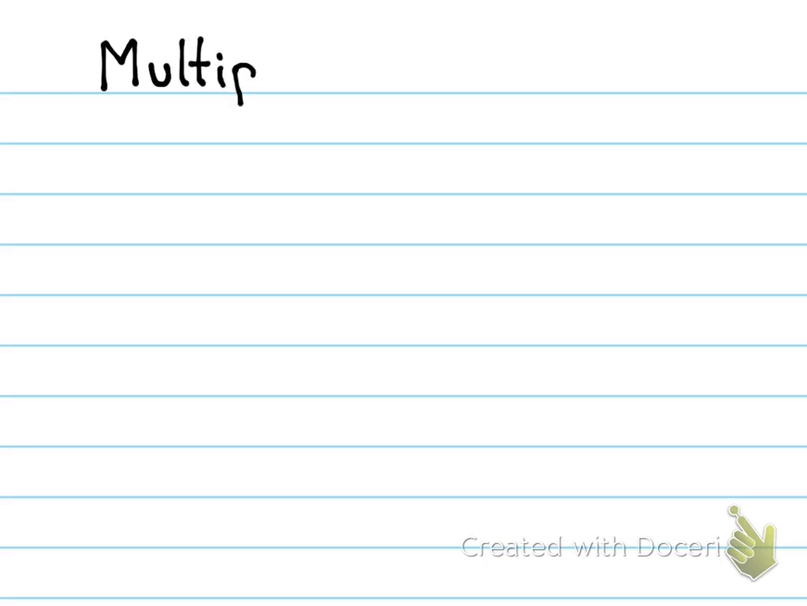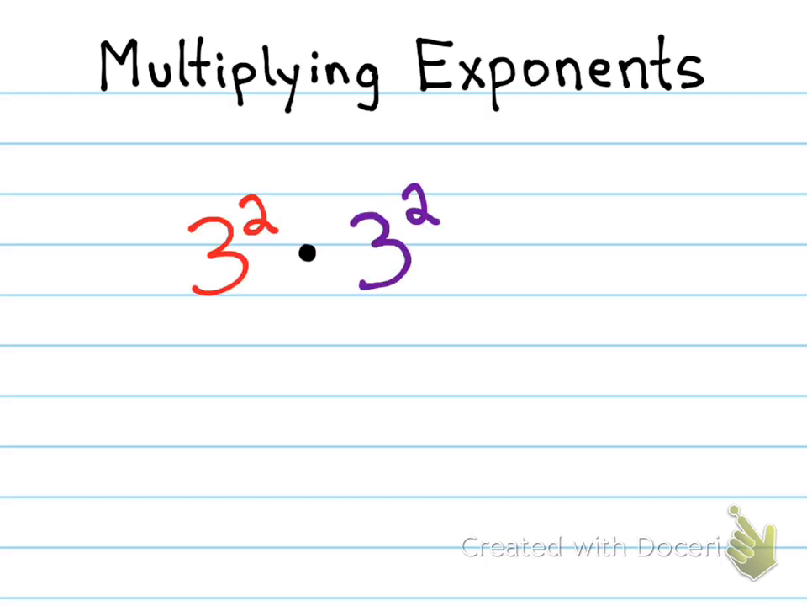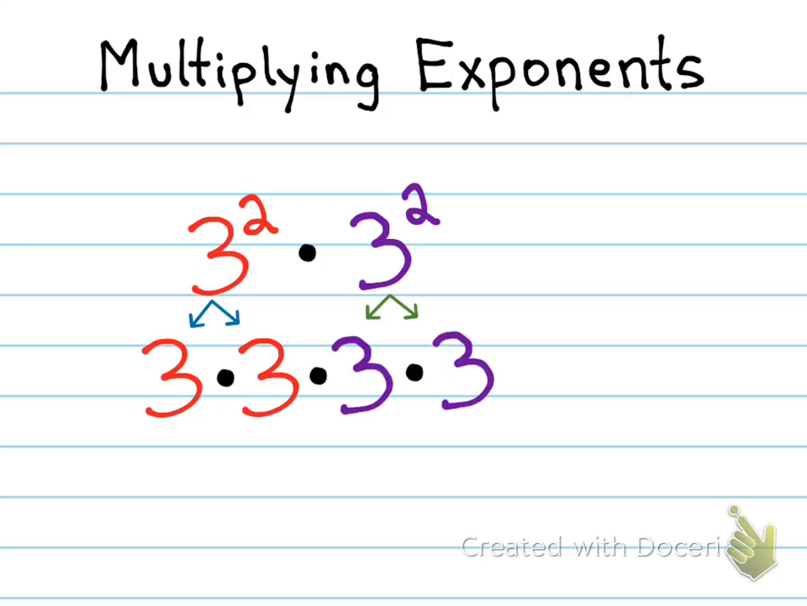So let's dive right into some multiplying exponents. Let's say, for example, I have 3 squared times 3 squared. And let's break this down into what it really means before we start using our shortcut. So this red 3 squared here on the left breaks into 3 times 3. And I'm going to drop down my multiplication. And this other 3 squared means 3 times 3 as well. So now I have 3 times 3 times 3 times 3.